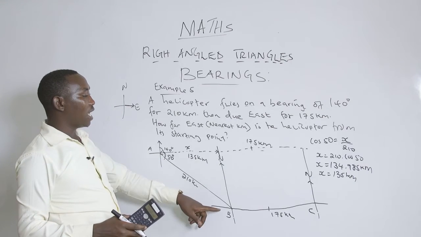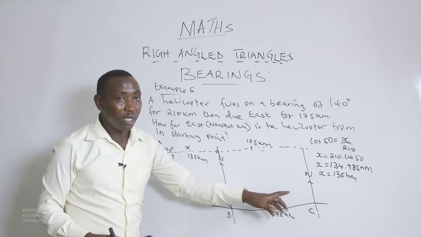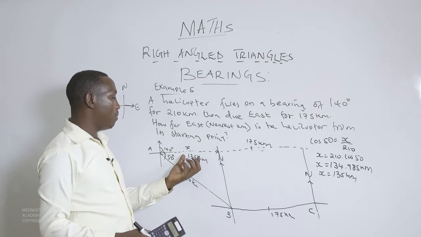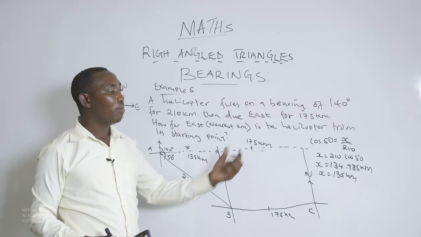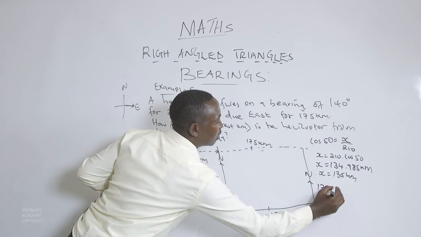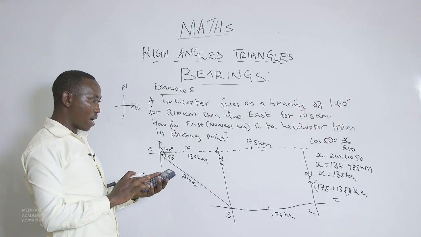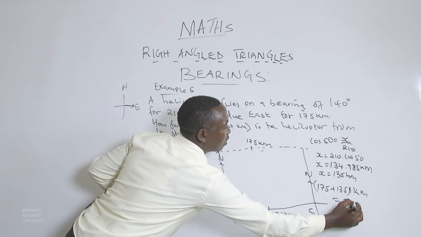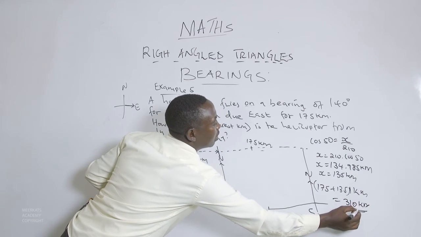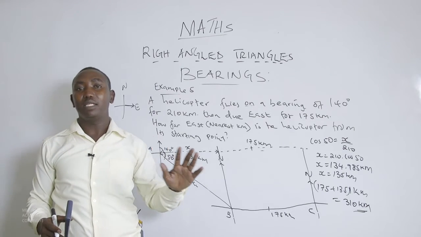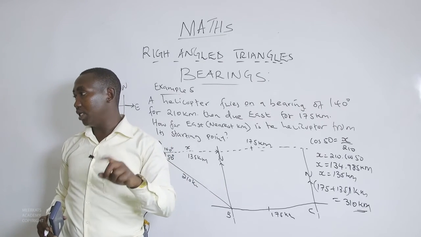But the plane is not at B, the plane is at C. So the general distance east will be 135 kilometers plus 175 kilometers, which will give us 310 kilometers. So you can say that the helicopter is 310 kilometers due east.